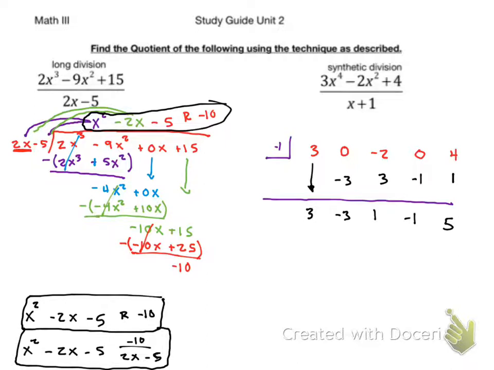Okay, now we go back to our original over here, and we see that we started with x to the 4th power. So this is going to be x to the 3rd. We always start with 1 less, then x squared, then x, then no x, and then this here is our remainder. So when we go to write our answer, 3x cubed minus 3x squared plus x minus 1, and then remainder of 5.